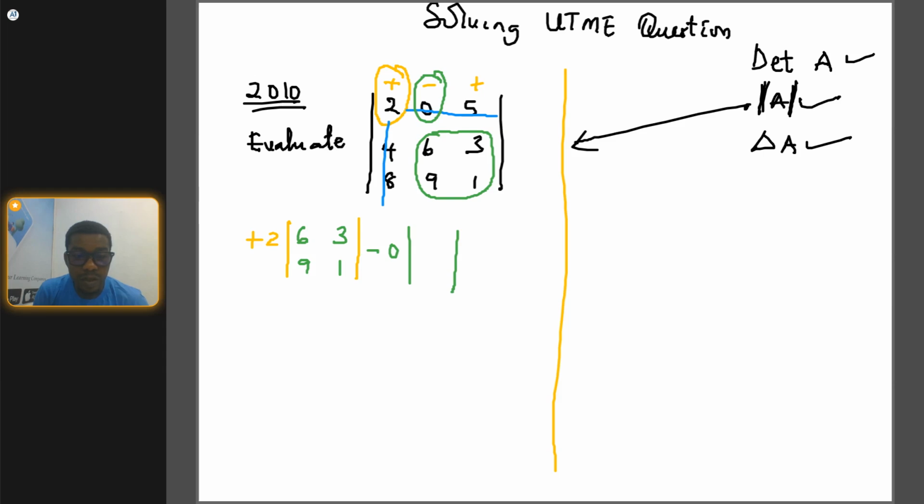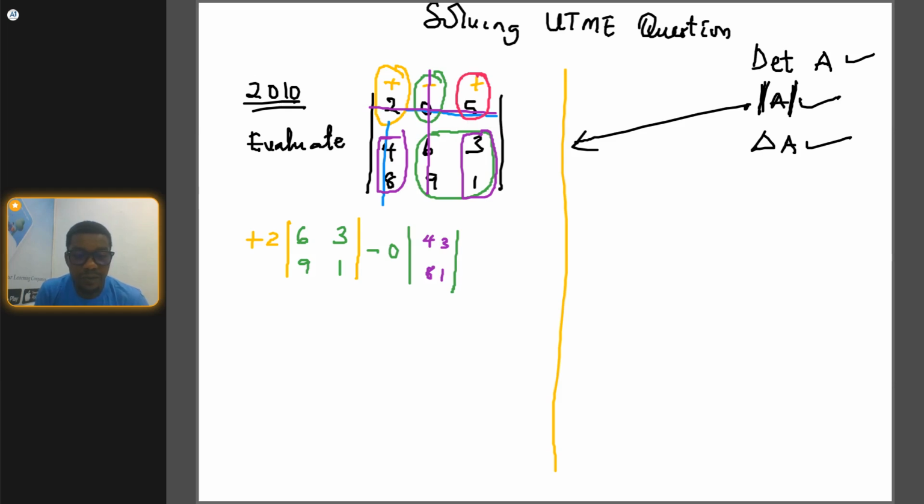Minus 0 is here, so it's going to cancel out all this row, and it's going to cancel out this column also. So what you are going to have left is this and this. So that will be 4, 3, 8, 1. Then the next one is to make use of the next one, which is plus 5.